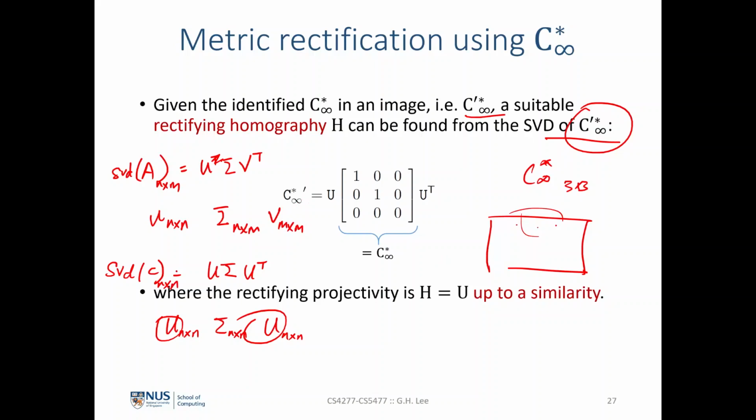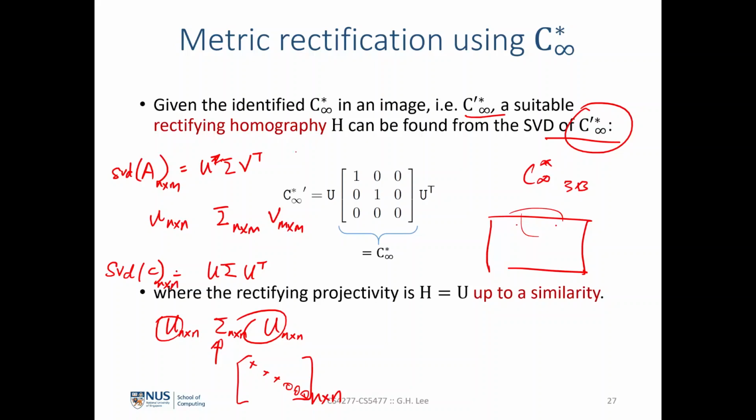Here, after we have taken the SVD of the C infinity star prime matrix that we have observed from the image, we can decompose it using SVD into this term since it's a square matrix. What happens here is that we'll get the eigenvalues 1 and 1, and the last term is 0, because as I have mentioned, sigma reveals the rank. Usually sigma is an n by n matrix. If I have some values here and the last few diagonal entries are 0, the number of non-zeros would be equivalent to the rank of this matrix C here.